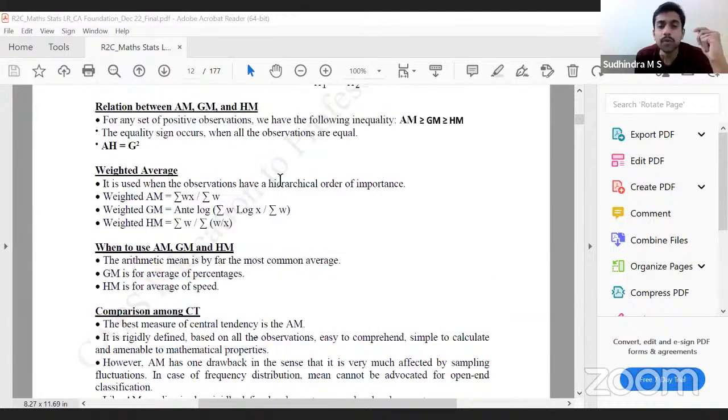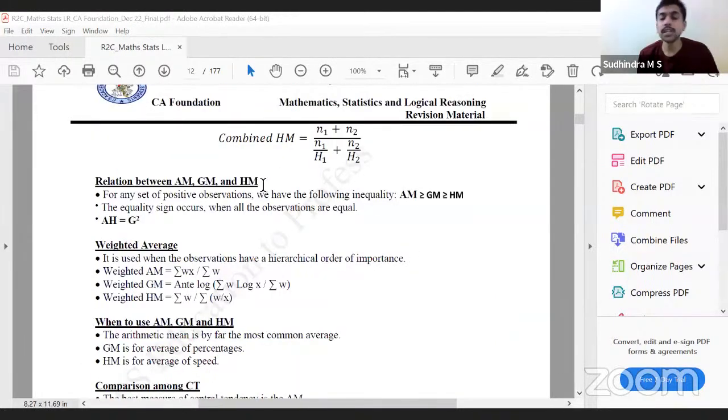Okay. So after that, we have some small discussions. Weighted average. Instead of frequencies, we use weights. Instead of f, use w. Weighted arithmetic mean is summation wx by summation w. Weighted geometric mean is anti-log of summation w log x by summation w. Weighted harmonic mean is summation w by summation w by x. Instead of f, we are using w. That's all. There is no other difference between a normal frequency distribution and a weighted frequency distribution.